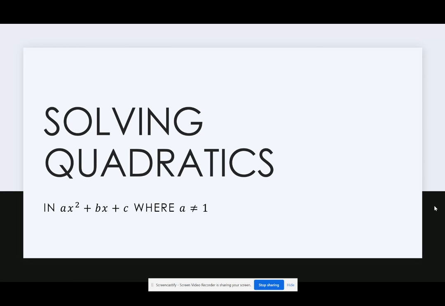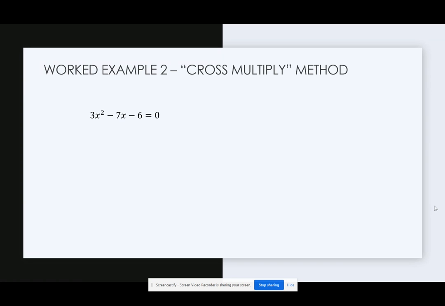Hi everyone, in this video we're going to look at a second example of where the leading coefficient is not equal to 1. So in this one our leading coefficient is 3, which is prime, which is nice. However, our constant term here is minus 6, and unfortunately 6 has a few factors, which means we need to look at a few different combinations to solve this problem.